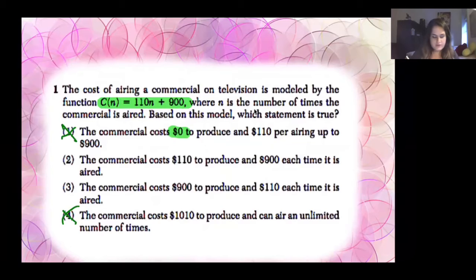Now I'm in between choice 2 and choice 3. Take a look at which number has the variable and which number doesn't, and see if you can decide between choice 2 and choice 3. Which one would you pick? Let's go over it. I see in the function that 110 is next to the variable, so I need to see the word each or the word per or every next to 110. I see that in choice 3. Choice 2 has 900 next to the multiplication word. I don't want that, so I'm going to pick choice 3.